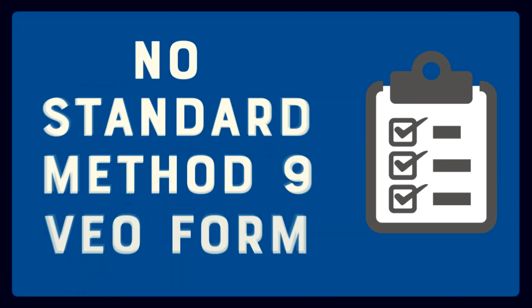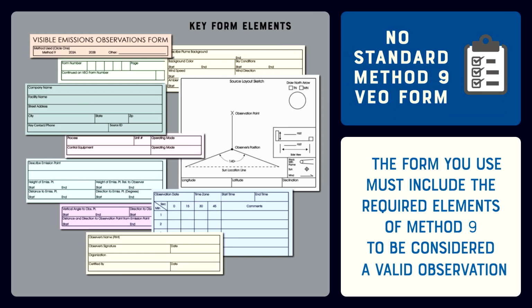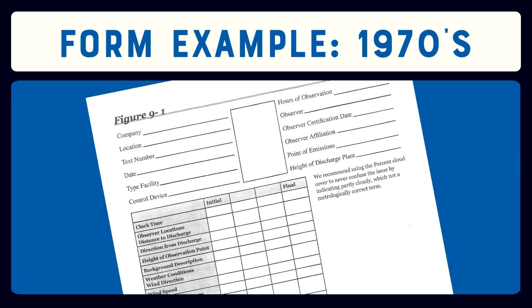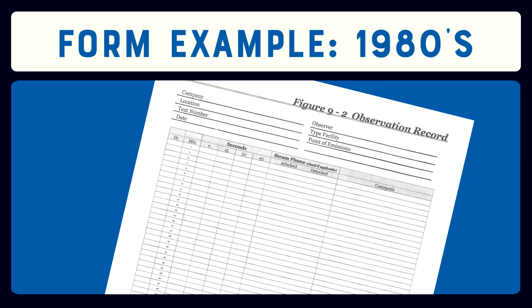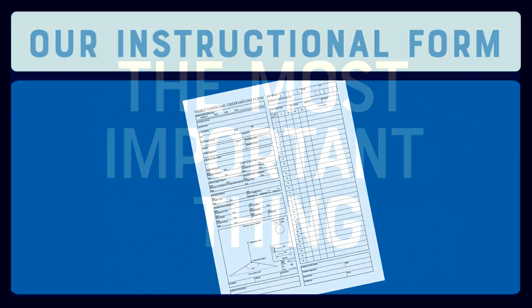There is no standard form for completing Method 9 observations. However, the form must include the required elements of Method 9 to be considered a valid Method 9 observation. Here are some examples of the VEO form. Your company may have its own version. This is a form used during the 1970s and one developed in the 1980s. We will be using this form as an example for our instructions.